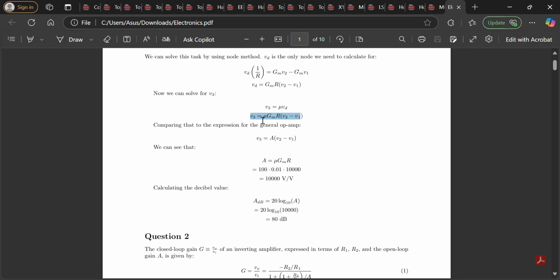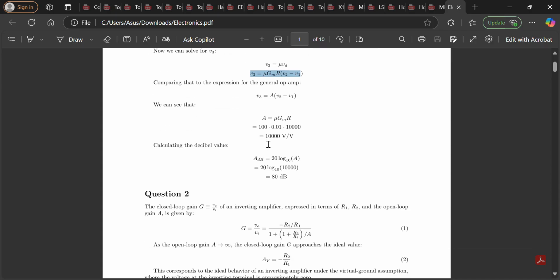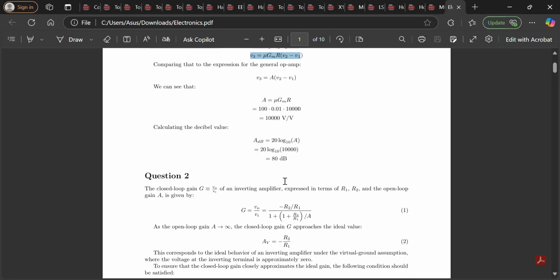Now we just compared these two equations with the general amplifier equation, and we got that A is equal to 10,000, and we can also compute the decibel value, which means 20 log of A equals 80 decibels.